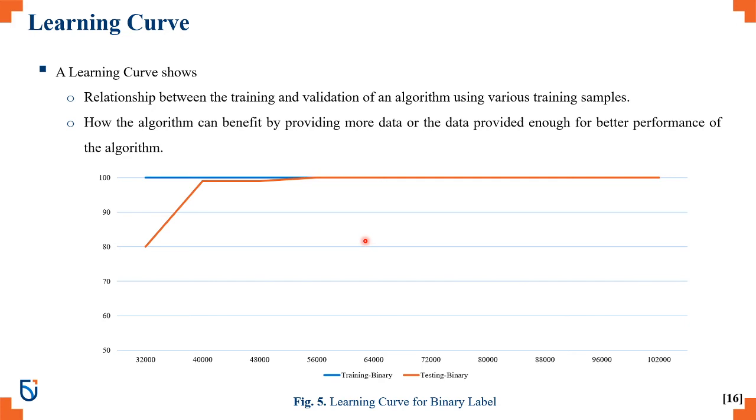A learning curve. So we use a learning curve. It shows the relationship between the training and validation of the algorithm using various training samples. It shows how the algorithm can benefit from more data, or whether the data we provided is enough for better performance of the algorithm. In this case, we use a decision tree, and this figure shows the binary label learning curve. The blue line represents the training and the orange line represents the testing. The training curve converged at 40,000 instances, while the testing curve converged at 56,000.